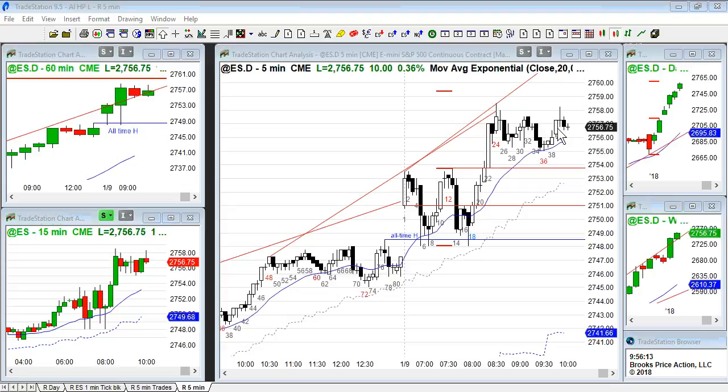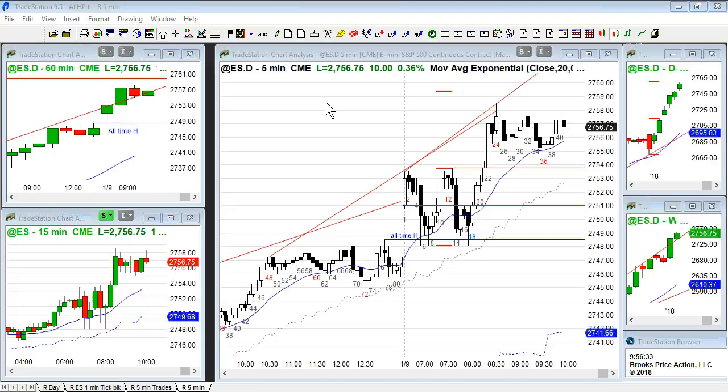For the bears to change that, they need to reverse 38, 39. They need to get a pair of decent bear bars closing somewhere down here. Otherwise, it's more likely buyers down here for at least a little bit more up. I still think this is a trending trading range day and not a bull trend day.